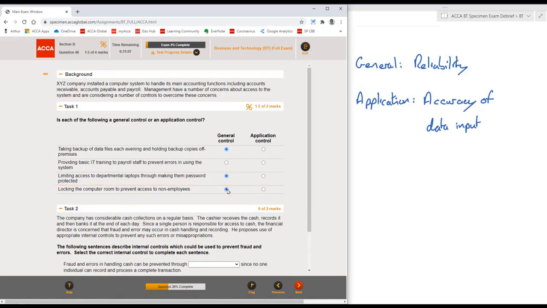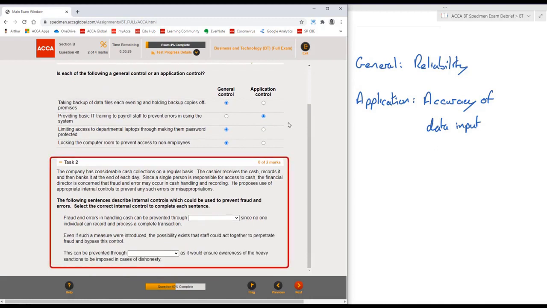What about the second one now, providing basic IT training to payroll staff to prevent errors in using the system? Well, you could argue there's some data integrity and overall reliability of the system there. But actually, this training is preventing errors when using the system. It's more closely aligned to the completeness and accuracy of data input. As you can see, we've got that question correct.